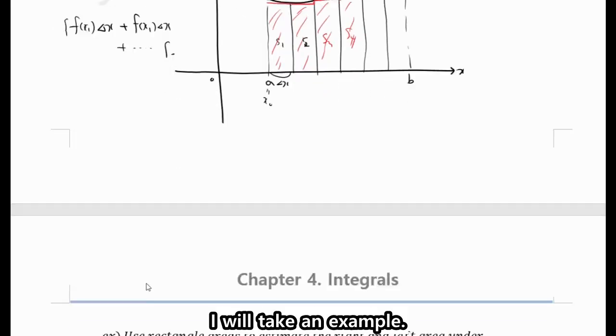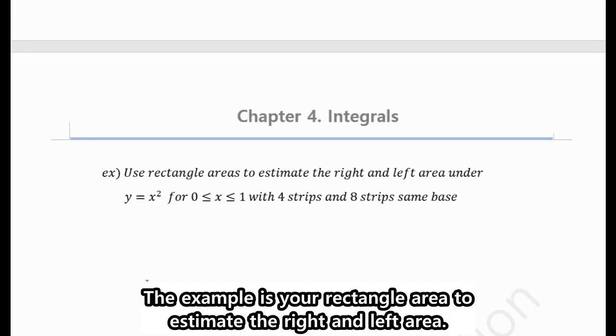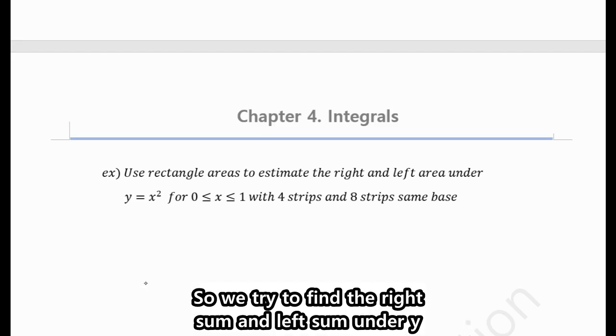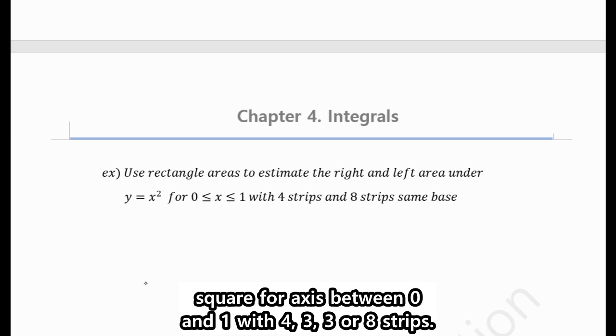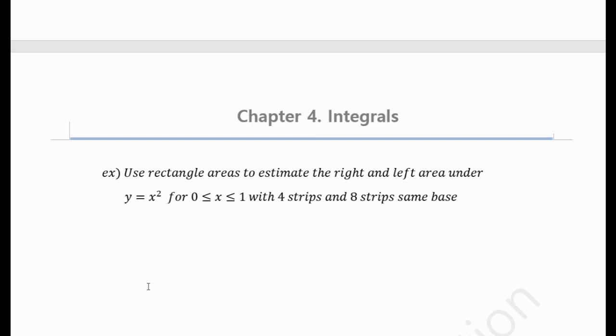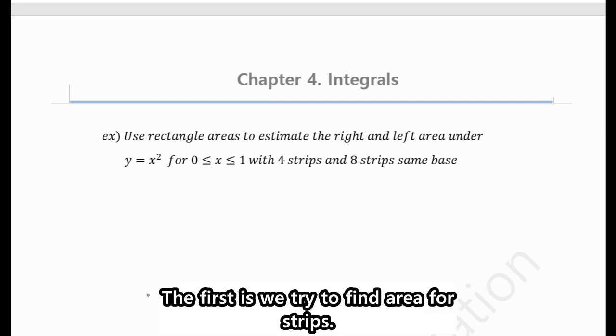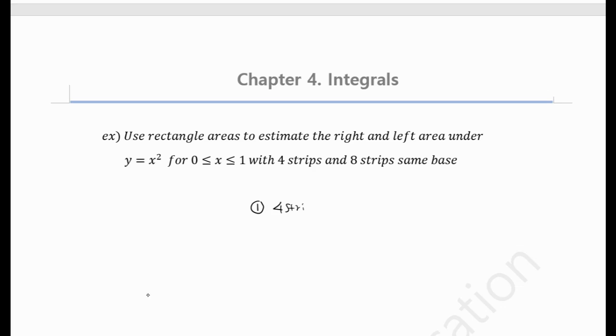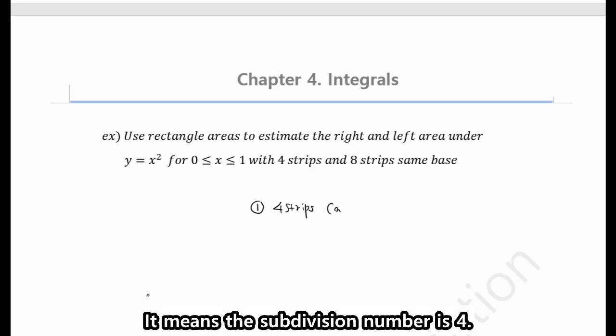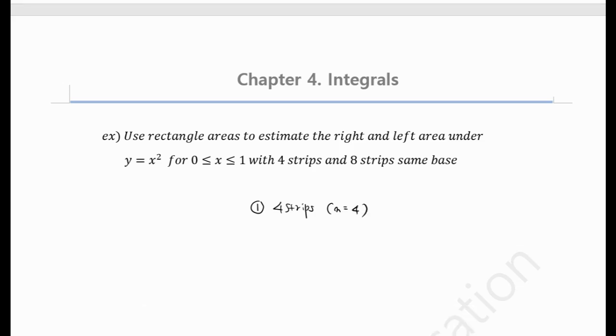I will take an example. The example is to use rectangle areas to estimate the right and left area. So we try to find the right sum and left sum under y equal x squared for x between 0 and 1 with 4 strips and 8 strips. Same base, the base length is the same. First we find the area with 4 strips. It means the subdivision number is 4.